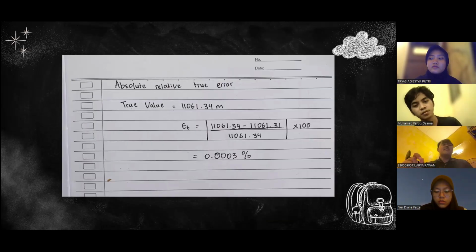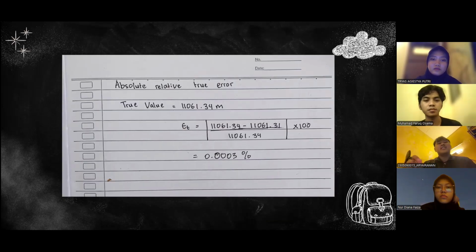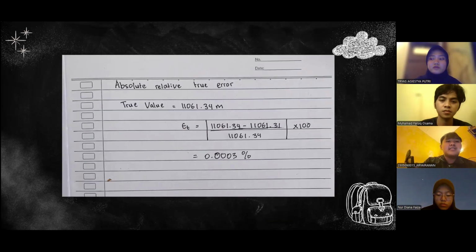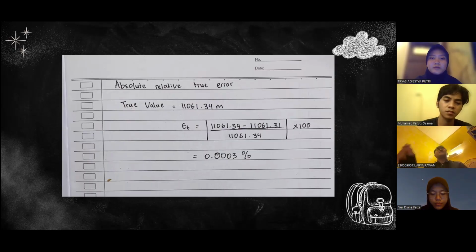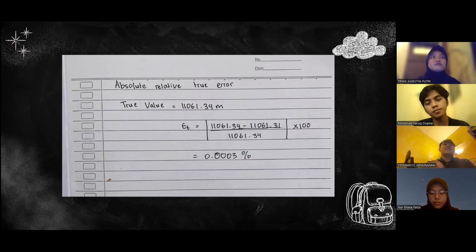After that, we calculate the true error, the relative true error. Okay, we need the true value. The relative true error is the true value minus the approximate value, divided by the true value and then times 100. So the result of the relative true error is 0.003%.